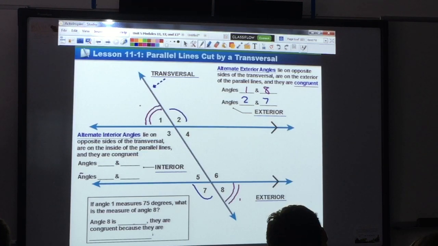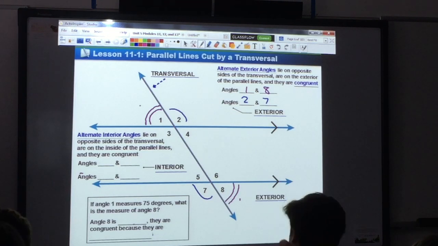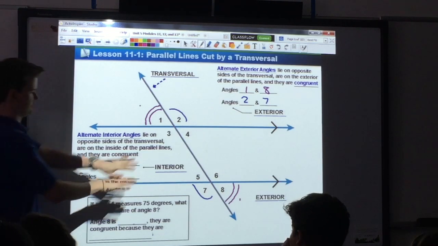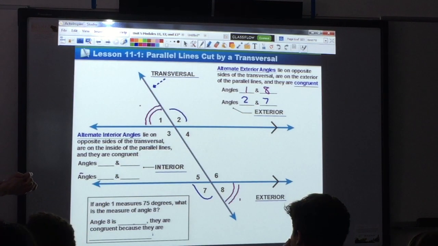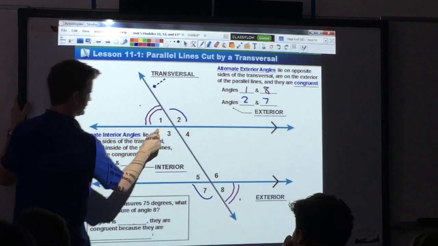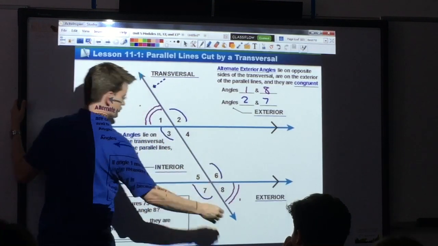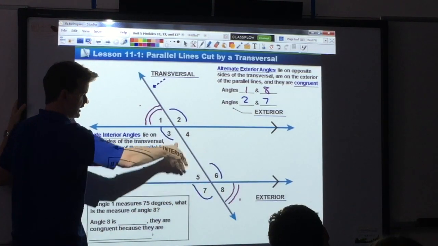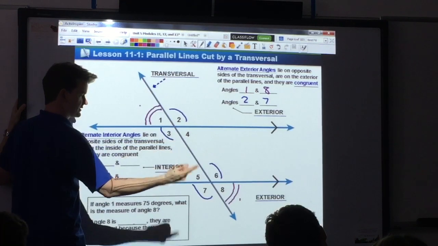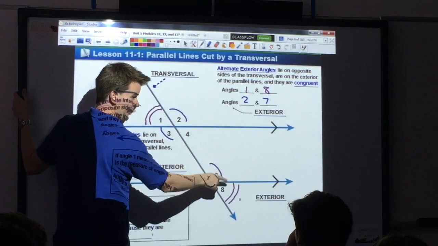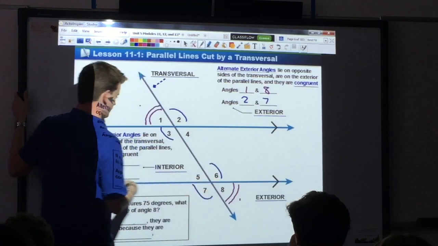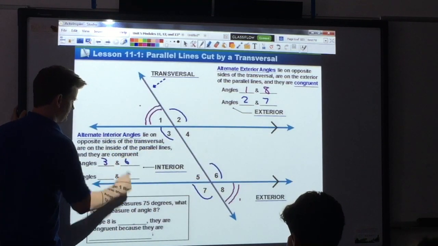Corey, can you give me a set of alternate interior angles? Remember, we only have 3, 4, 5, and 6 to work with. Everything else is outside. So, what do you got? 3 and 6. Let's see if it meets the criteria. Alternate sides of the transversal. Yes. Inside the parallel lines. Yes. Are they congruent? That's an obtuse angle, that's an obtuse angle. So yeah, 3 and 6.